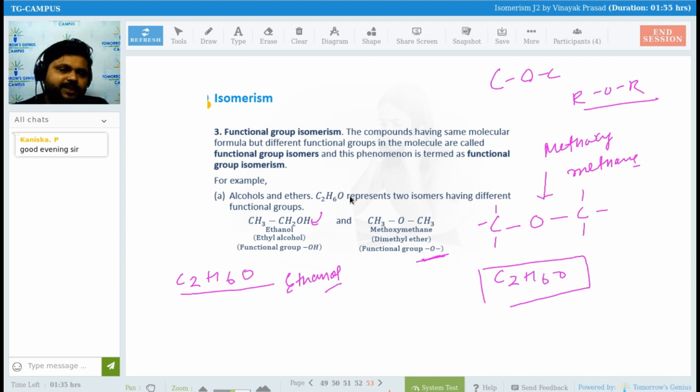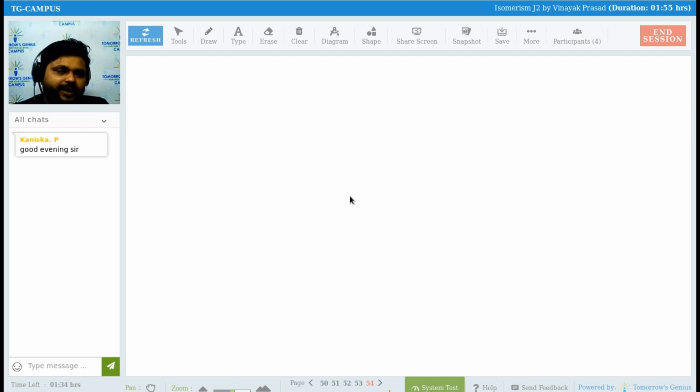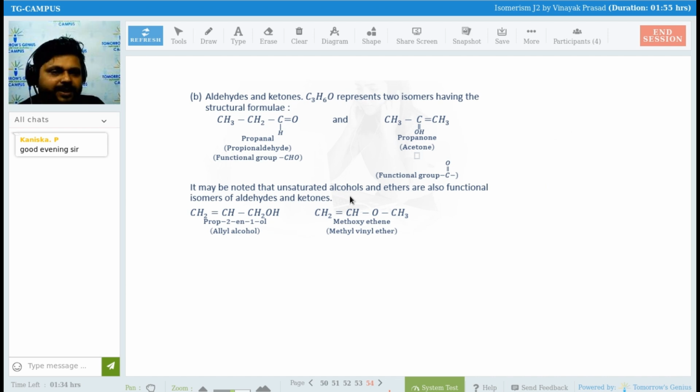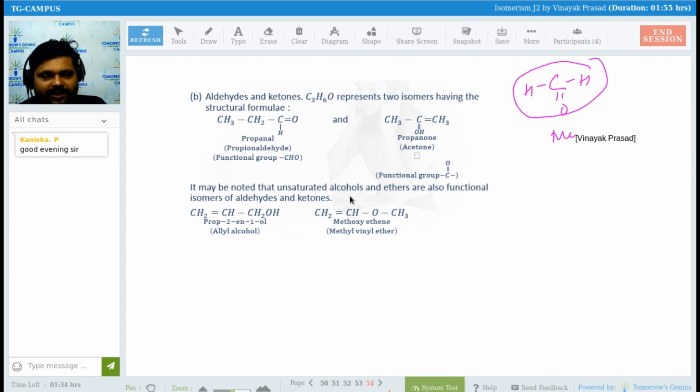No. I am taking one another example of this functional group isomerism. Aldehyde and ketone. I hope you all are aware about this aldehyde and ketone. There is a slight difference between the aldehyde and ketone. There is a difference of only H. See, what is the basic difference between the aldehyde and ketone? First of all, try to understand that. The basic formula for this aldehyde is C double bond O single bond H, and it can start from the first carbon only. The name of this structure will be methanal.